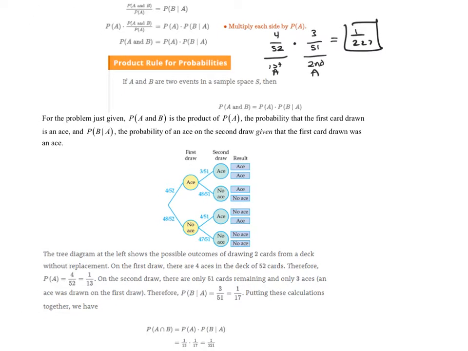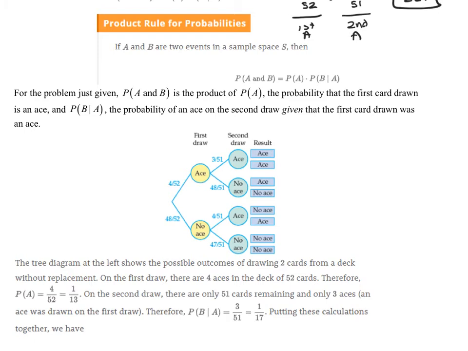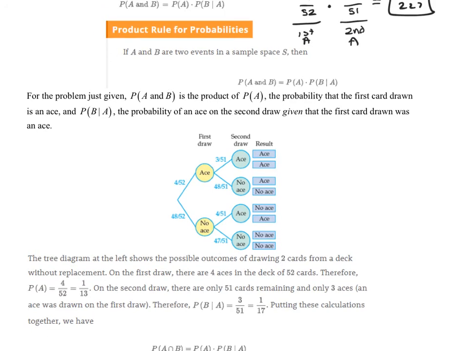And so let's see what they did on this one. They broke it into a tree, and I think this is way more complicated to do it this way. So let's look at it. It says, what's the probability that the first card was an ace and that the second card was an ace? So they say, look, 4 out of the 52 cards are an ace, 48 out of the 52 are not an ace. We don't care about this because we know that the first card was an ace. Okay, we want the second card to be an ace as well. So that's how they're getting their 4 out of 52 and 3 over 51.